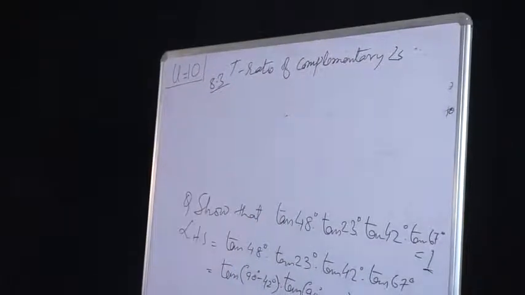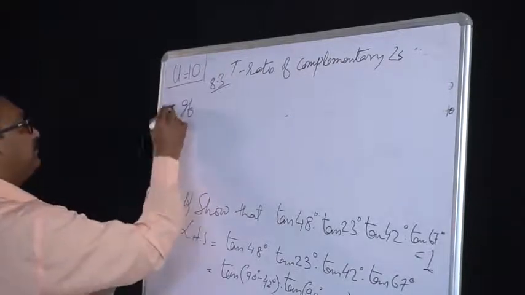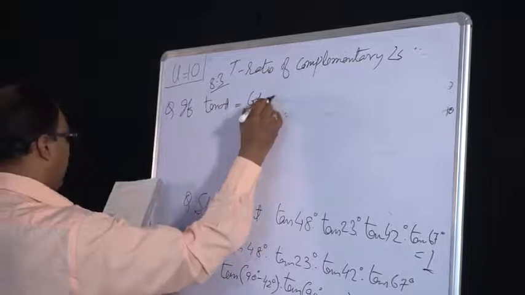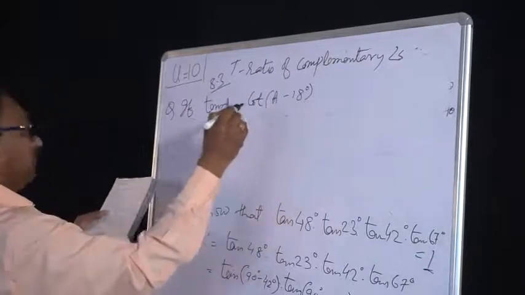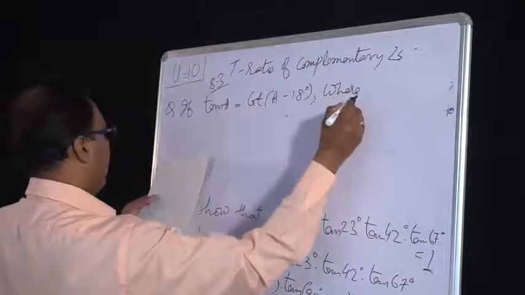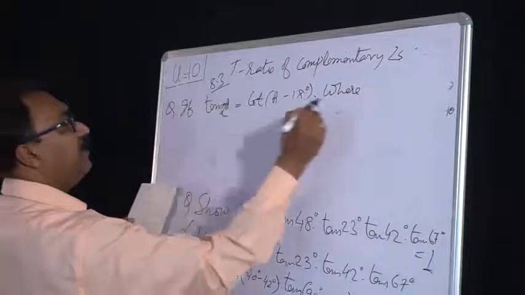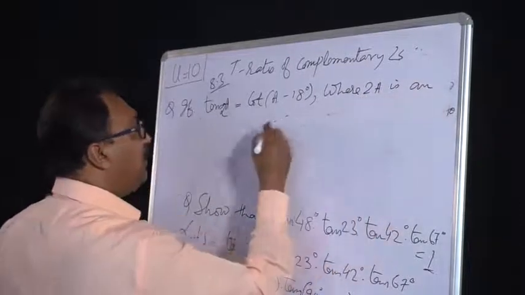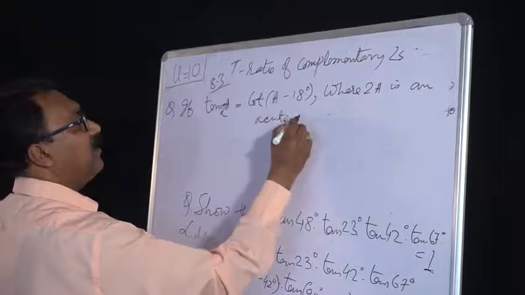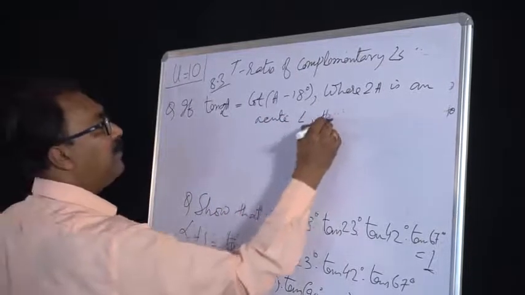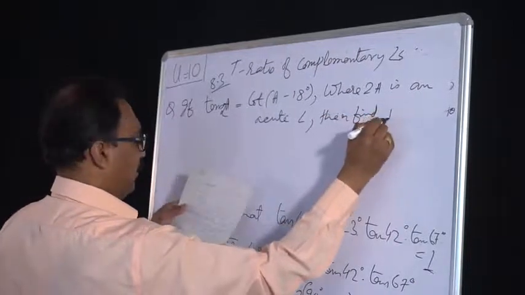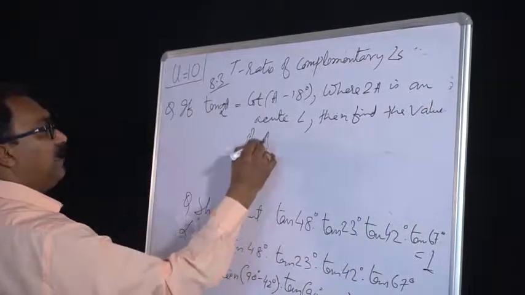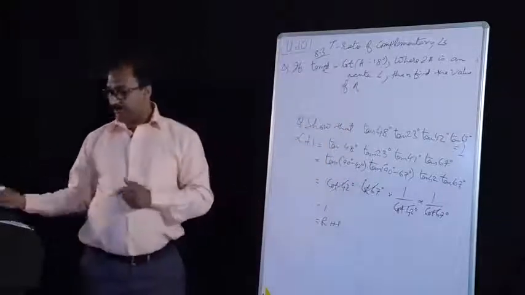Look at this question. The question is, if tan 2A is equal to cot A minus 18 degree, where 2A is an acute angle, then find the value of A. What is the value of angle A? That is the question.